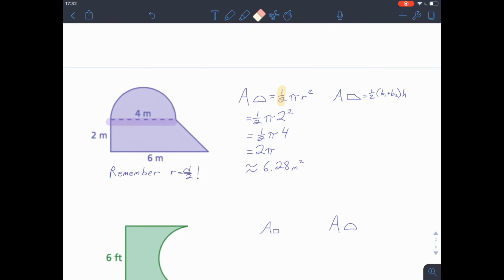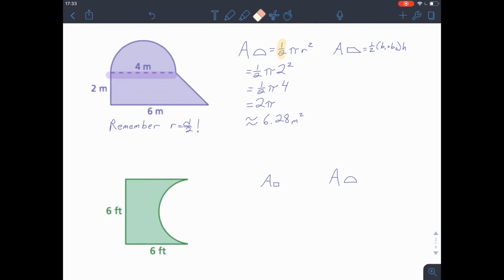Please don't just assume this. If you have a question in class about a shape, please ask me. If it's on something like the PSSA and you don't see something marked or noted, don't assume.